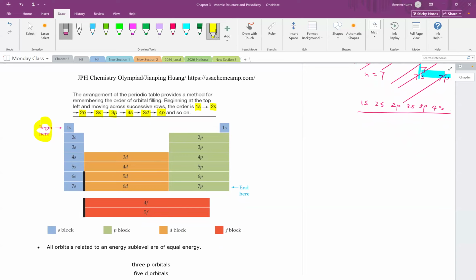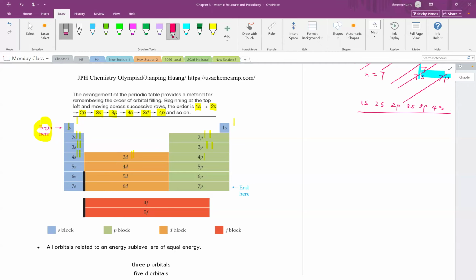See, you begin here: 1s, 1 to 2; 2s, 1 to 2; 2p, 1 to 6; 3s, 1 to 2; 3p, 1 to 6; 4s, 1 to 2; 3d, 1 to 10; then 1 to 6. That's the way to do that.